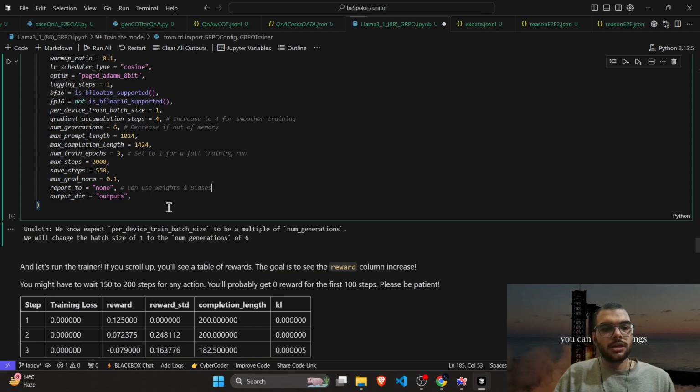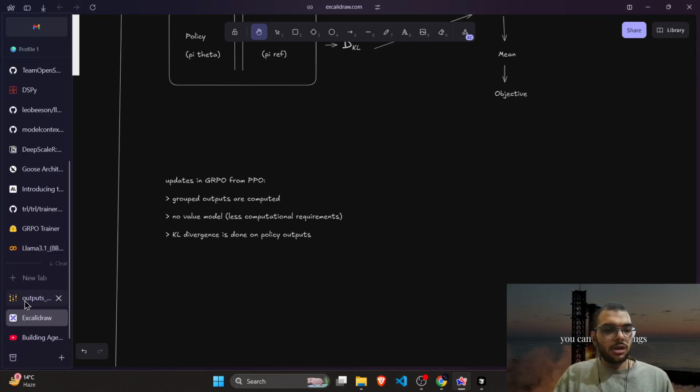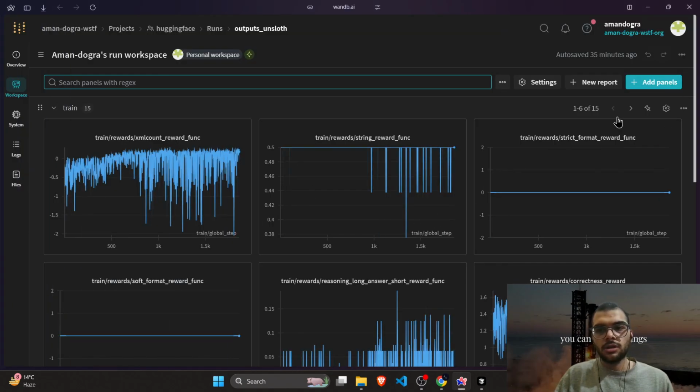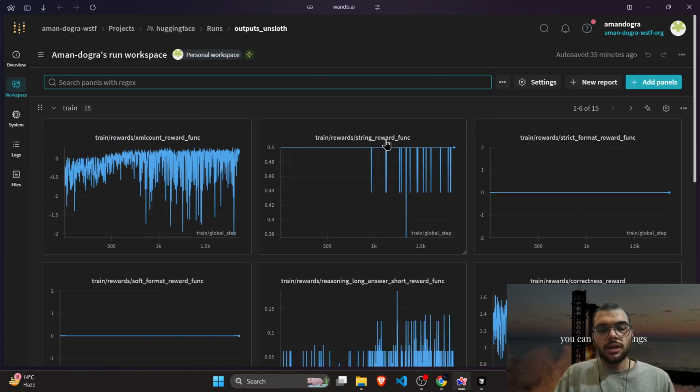Instead of none, you can just write wandb, and with this you can see your outputs on Weights and Biases. You can create an account and you can log into it from the notebook as well. Notebook only. It's a very short script. You can get it on the Weights and Biases documentation.